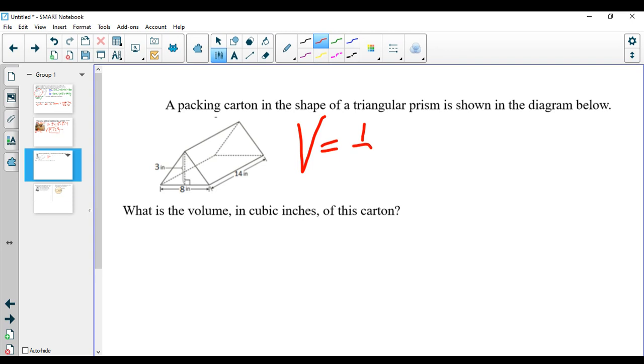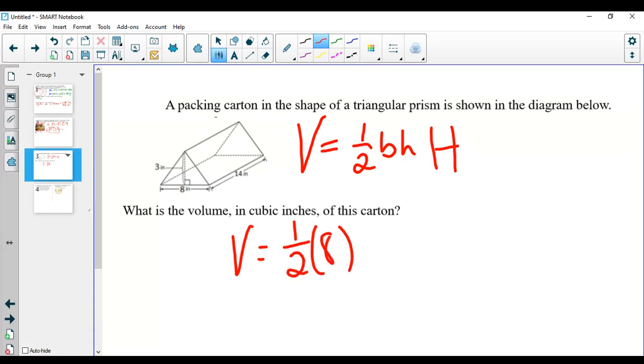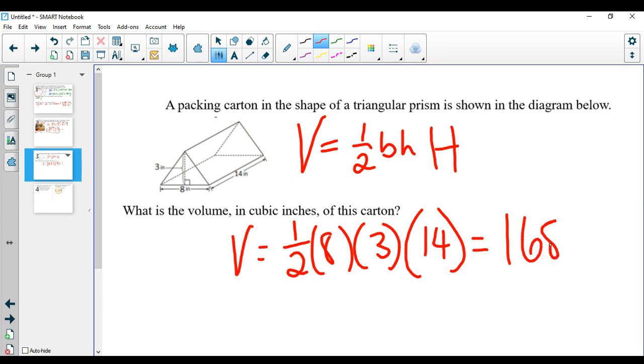The formula is a half base times height, and then times the height of the whole prism. So the volume is a half. The base is 8. It really doesn't matter the order, because either way you're plugging them all in, and you're just putting a half in front of it. When you did all that, you should get 168. And again, it's cubic inches, and it even says it in the problem, cubic inches.